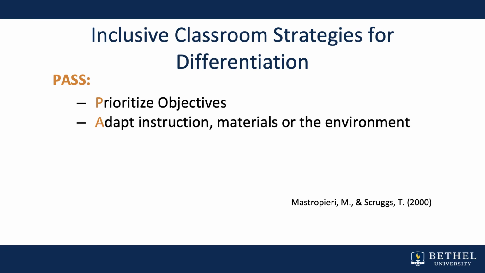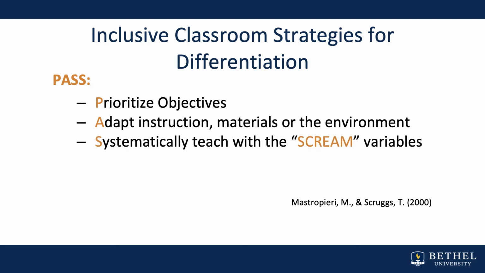A. Adapt the instruction, the materials, or the environment. If a student needs larger print, provide it. If a student does better if they can have a few minutes before a test to deep breathe, offer this option to all the students in the class. If the fluorescent lights make a buzzing noise that stresses students with autism, work with your administration to get different lighting options. S is for systematically teach using the S.C.R.E.A.M. variables.